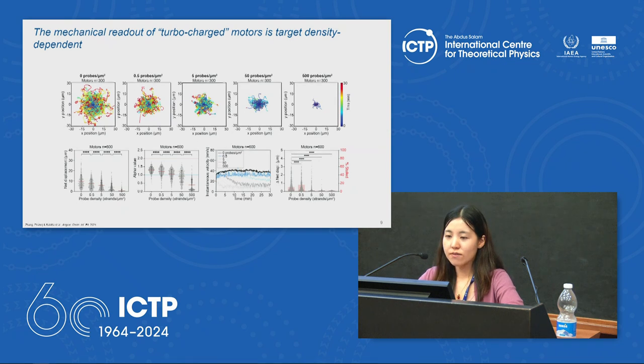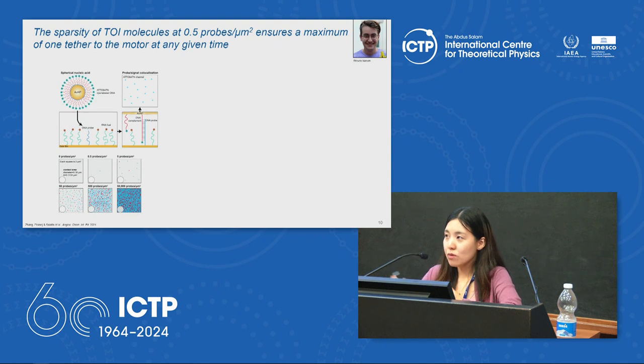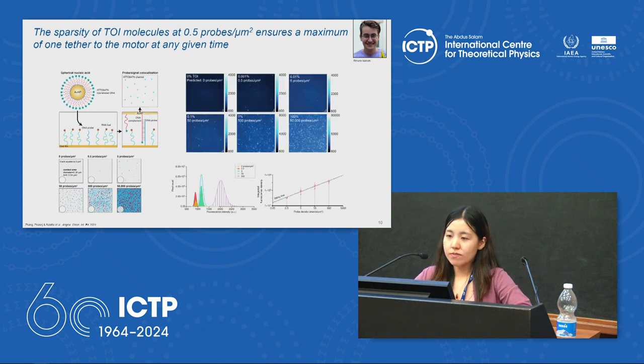And to have a visual confirmation that we are effectively changing the distribution and density of the target molecules on the surface, we used spherical nucleic acids. So these are gold nanoparticles that are functionalized with a complementary DNA. They're also fluorescently labeled, so they can act as a signal amplifier. We incubated them on the surface with different densities of the probe, and then we collected these images.